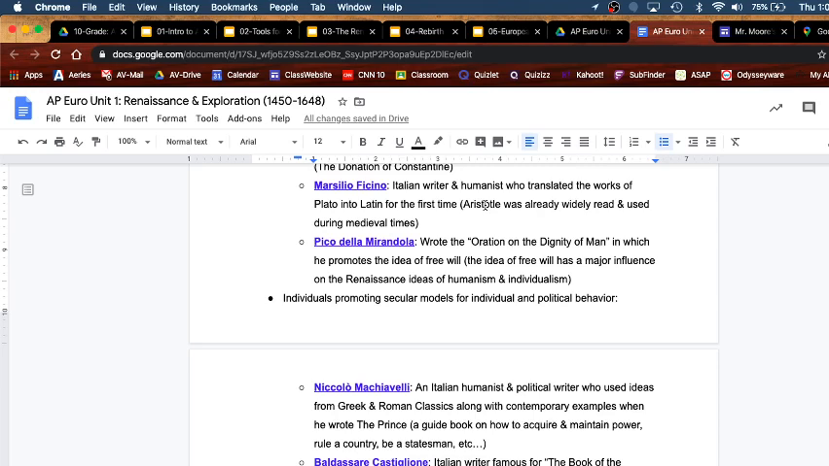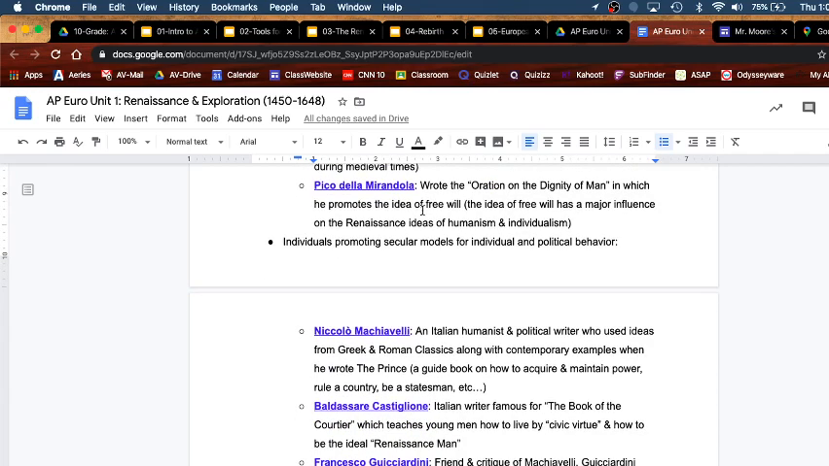And so his works had already been translated into Latin. Little side note, a reminder that Latin is the ancient language of the Romans. And so Aristotle had already been widely read and used during medieval times, but Plato had kind of been ignored and, I guess, a little forgotten about. And so this guy translated Plato from Greek into Latin, so people would have more scholarly and academic access to it.